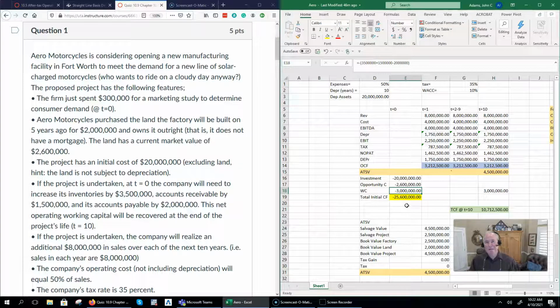$25,600,000. And notice that these signs are negative. That's to denote that these are negative cash flows. These are investments that the firm has to make. Moving on to the operating cash flows.